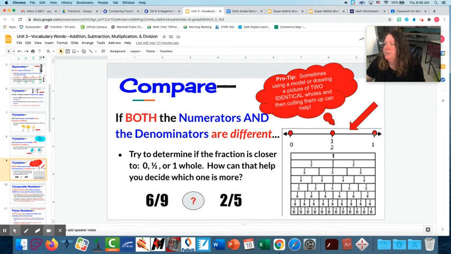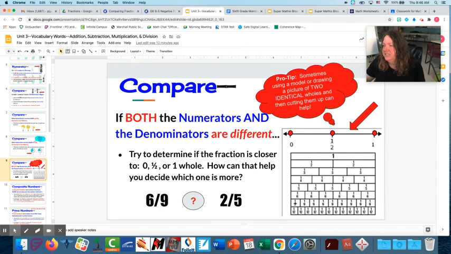Here's the number line, and here's a picture. So my pro tip is sometimes drawing a model or drawing a picture of 2 identical wholes and then cutting them up. Sometimes that can help. So let's look at 6 ninths and 2 fifths. We're going to decide each one, is it closer to 0, half, or a whole? And then that might help us.